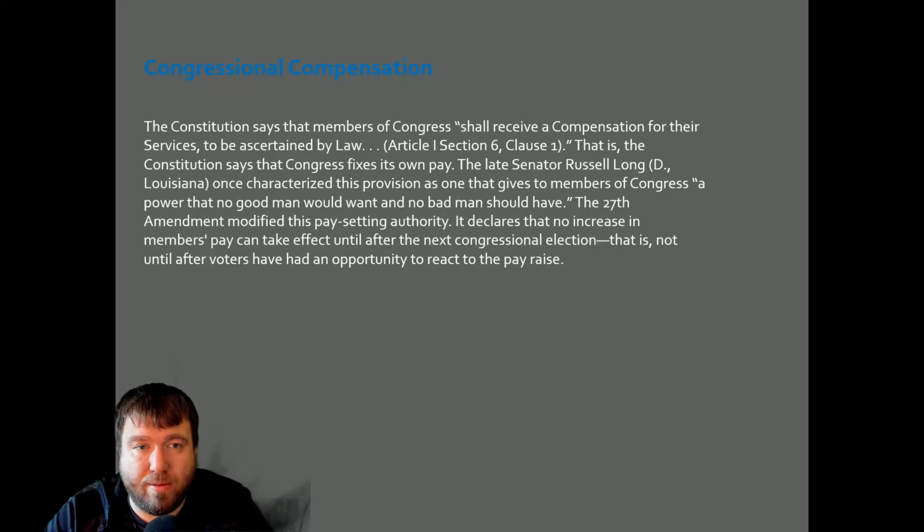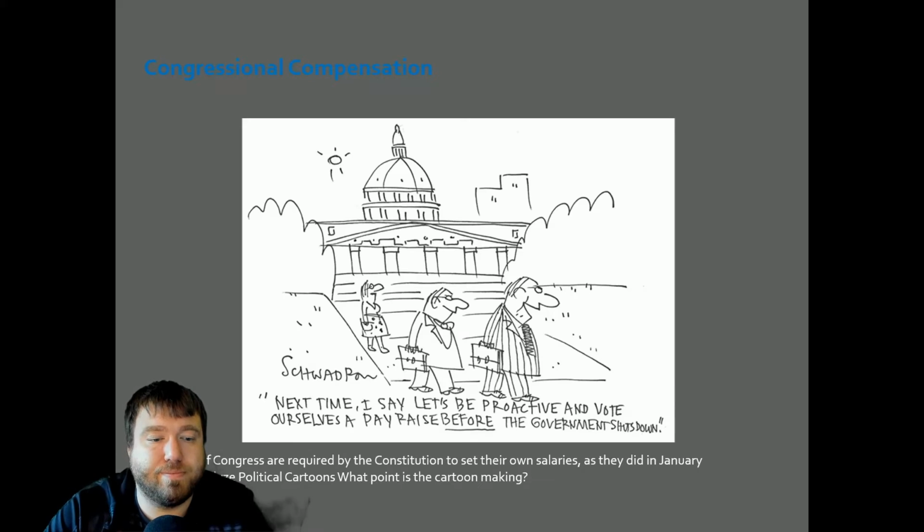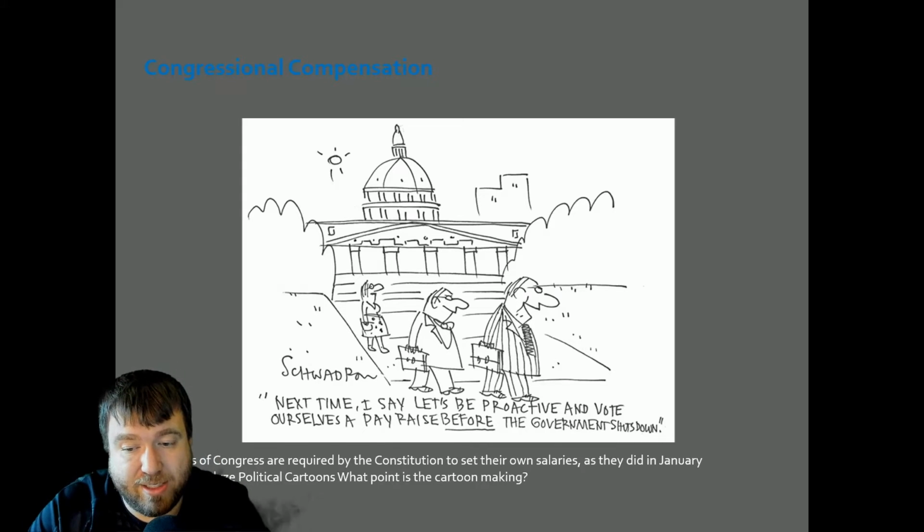So, if you want to set it up so that there's a congressional pay raise, that's fine, but you're not going to get it unless you get reelected. So, that kind of helped to balance that out. Members of Congress are required by the Constitution to set their own salaries, as they did in January of 2009.